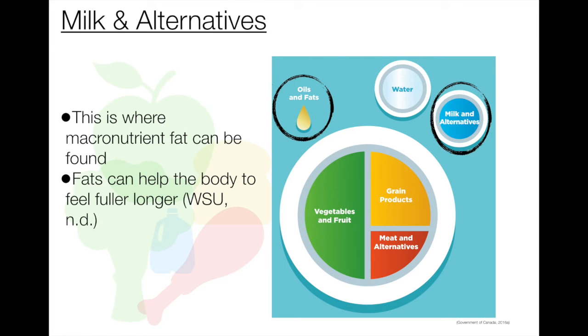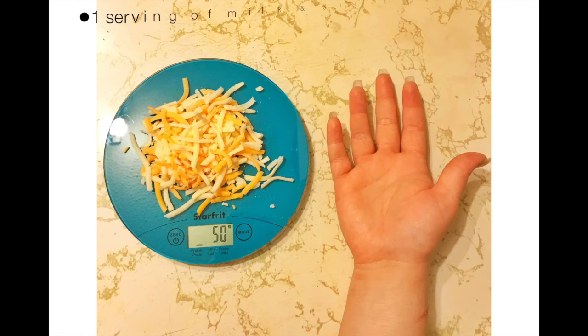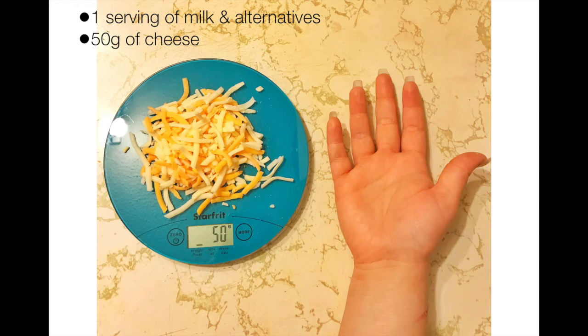So if you look on the plate, milk and alternatives are circled as a glass of milk. So you're not limited to just drinking milk. You can have yogurt, you could have cheese, anything like that. So if you look here, this is 1 serving of milk and alternatives. This is 50 grams of cheese compared to my hand.